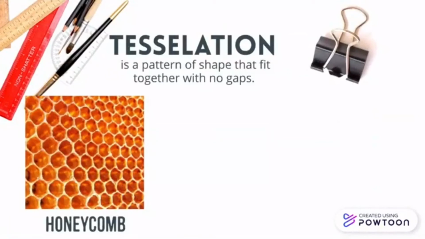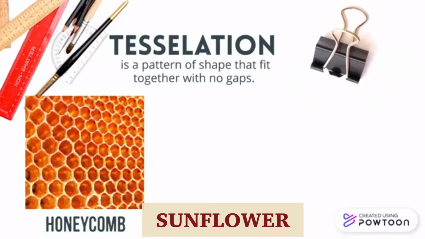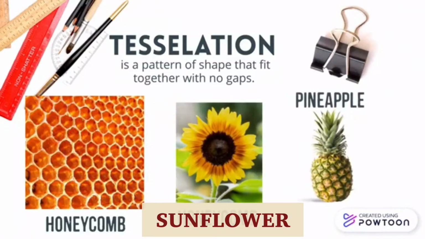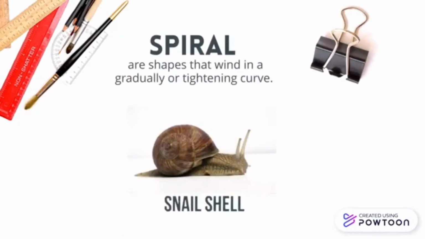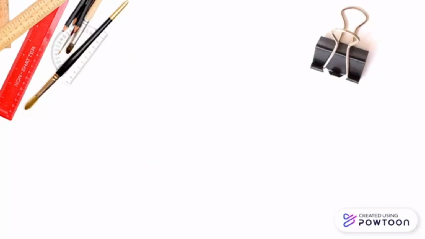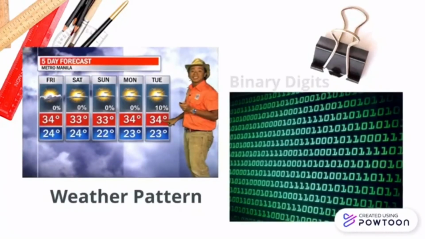Tessellation is a pattern of shapes that fit together with no gaps. Examples are this honeycomb, sunflower, and a pineapple. Spiral, on the other hand, is a curved pattern that focuses on a center point and a series of circular shapes that revolve around it. We cannot predict the future, but we can predict the weather using the weather patterns.